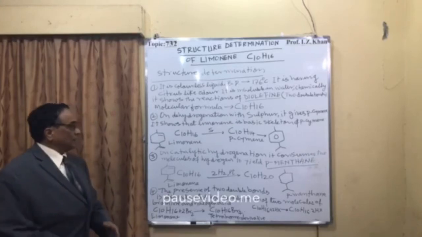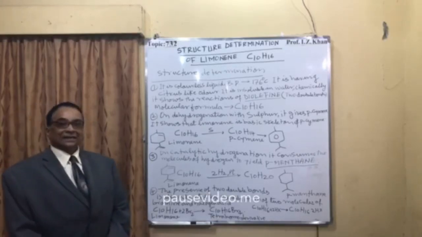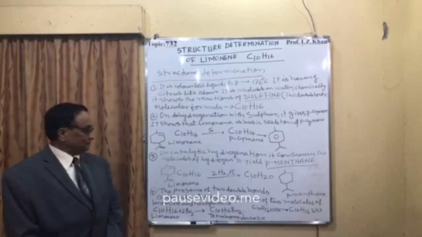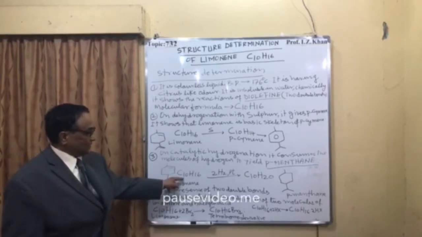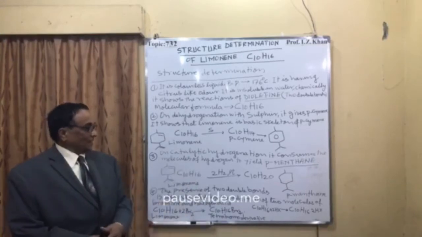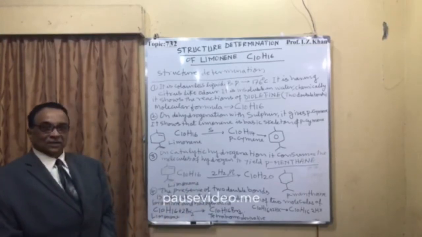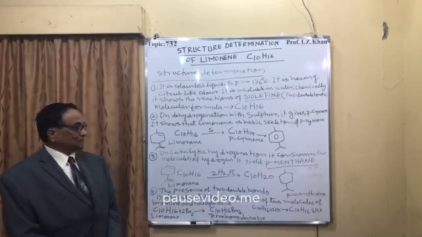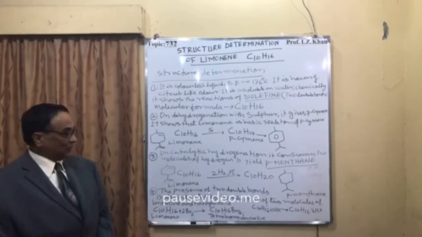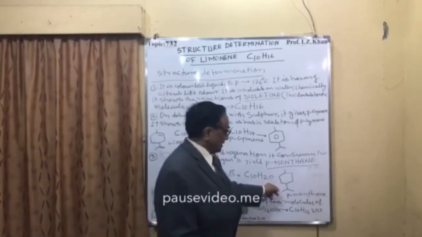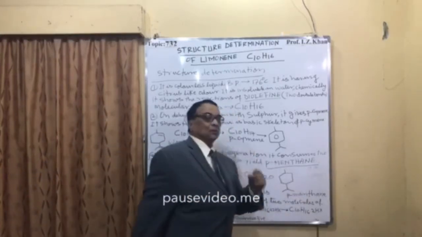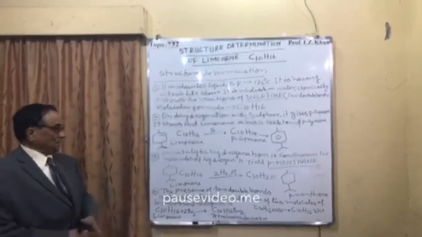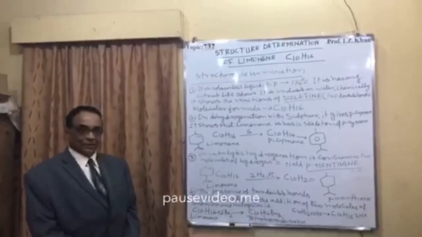Number 3, on catalytic hydrogenation it consumes 2 molecules of hydrogen to give para-menthane. So this is your limonene C10H16, and when it is subjected to catalytic hydrogenation, in the presence of platinum, it will consume 2 molecules of hydrogen, and we will get C10H20, and this C10H20 is para-menthane. And I have already told you that this method is also used to synthesize para-menthane.